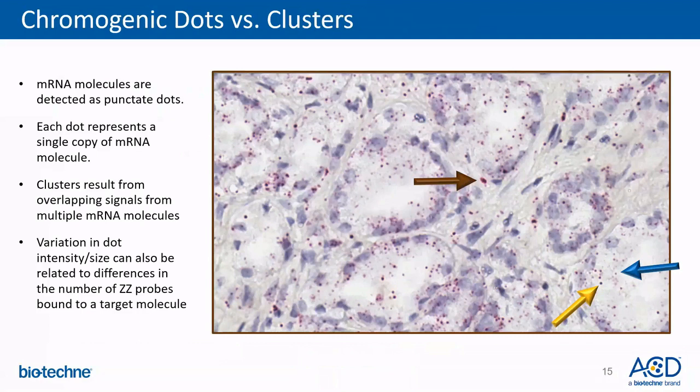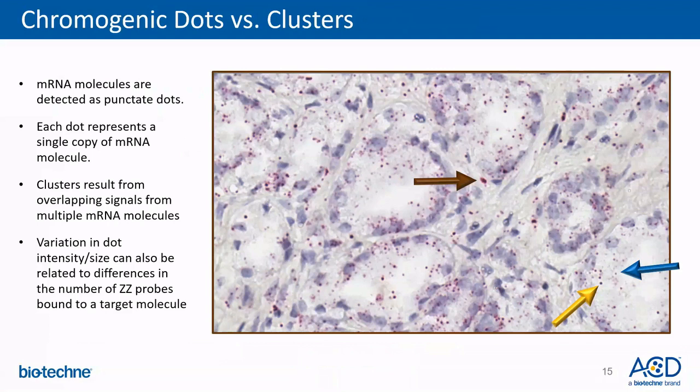In this image, the RNAscope chromogenic red assay was performed, and we see signal, which appears as numerous punctate red dots of varying sizes and intensities, and we can also see some clusters. It is the number of dots and clusters that are important when it comes to signal quantification, rather than the size of the dot or the intensity of the dot. This is because each punctate dot equals 1 mRNA molecule.